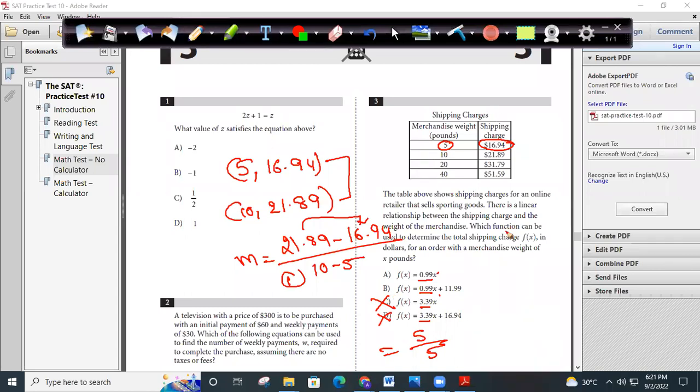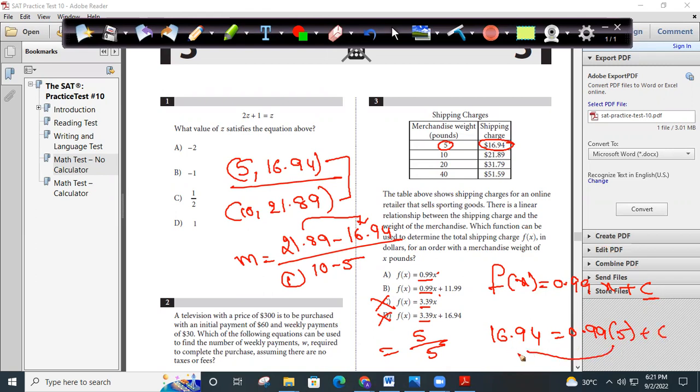Now I know y is equal to mx plus c, or f of x is equal to mx plus c. m is close to 1, or 0.99, into x plus c. To find c, I'll plug in any one point. 16.94 is equal to 0.99 into 5 plus c. This will be approximately 5. Bring this to this side, it is approximately 11. So definitely B for Bangalore should be the answer. See how simple this is.